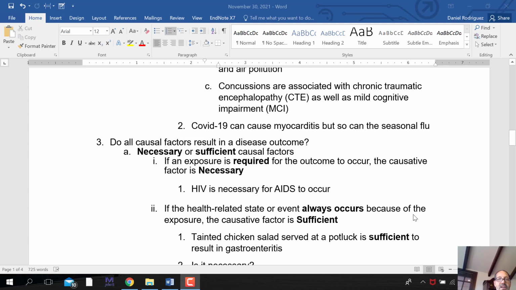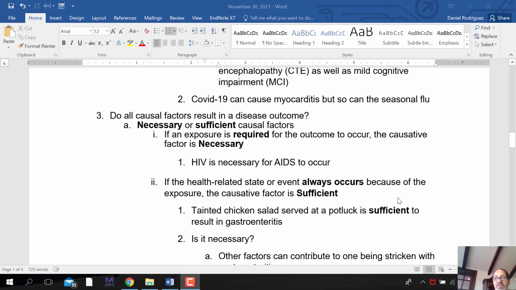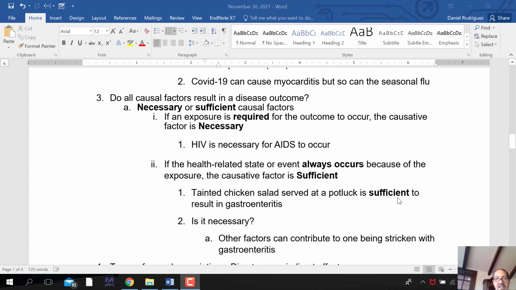So let's look at whether or not all causal factors result in a disease outcome. We have at least two types of causal factors. One type is necessary and the other is sufficient. So, necessary causal factors and sufficient causal factors. If an exposure is required for the outcome to occur, the causative factor is necessary. Like HIV is necessary for AIDS to occur. If a health-related state or event always occurs because of exposure, the causative factor is sufficient.